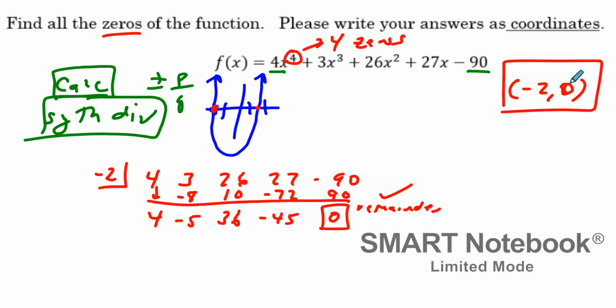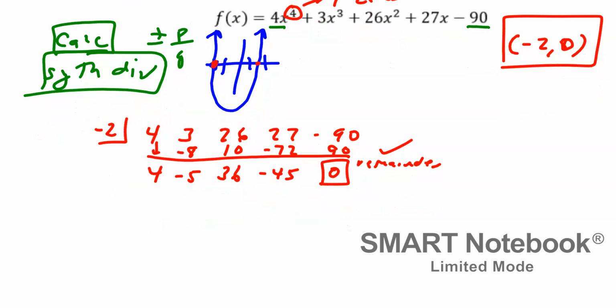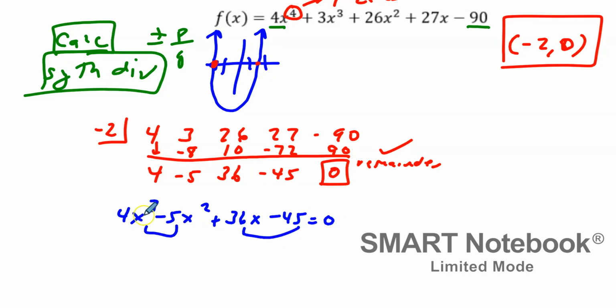I proved it algebraically. So what we would do from here is remember that these coefficients represent this function down a degree. So this is really 4x cubed minus 5x squared plus 36x minus 45 equals 0. This does not equal 0 because the remainder is 0. It equals 0 because we're still trying to find x-intercepts. So what I would do from here, because we do not know what this root is, I would do factoring by grouping. Let's see if that works.